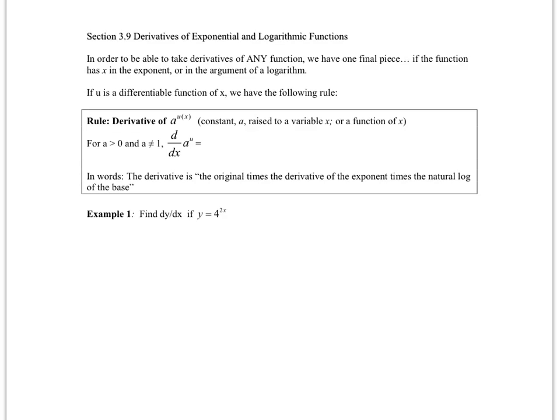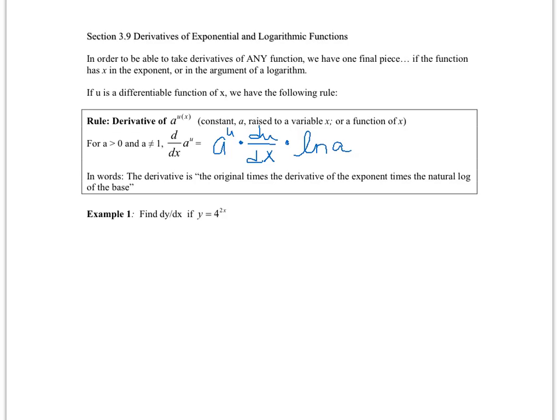So the first rule is the derivative of a constant a raised to a variable x, or a is raised to a function of x. So either way, it's the same idea. For all of these, the base, a, the constant, has to be greater than 0, and it can't equal 1. So when you take the derivative of a constant raised to a variable, it is just going to be the original problem, a to the u, times the derivative of the exponent. So we'll write that as du dx. And then times the natural log of the base.